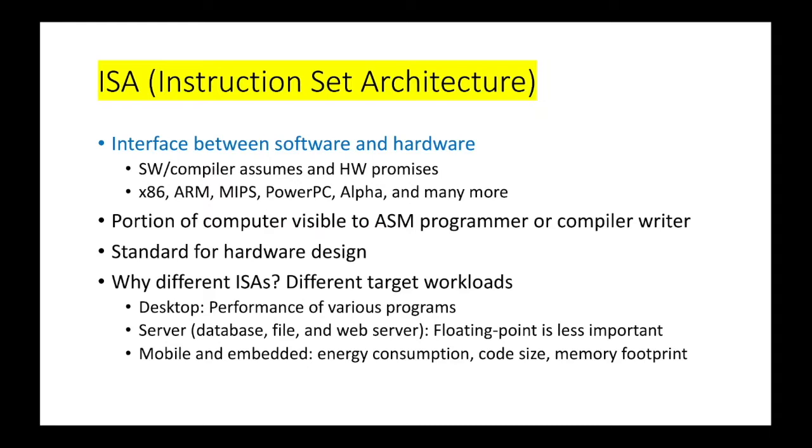ISA is a portion of the computer visible to the assembly programmer or compiler writer, and it's a standard for hardware design. Why do we have different ISAs? The answer is because we have different target workloads. Desktop ISAs are designed for performance of various programs. Server ISAs, for workloads such as database, file, and web servers, do not need powerful floating point operations. For mobile and embedded ISAs, energy consumption, code size, and memory footprint are more important factors.